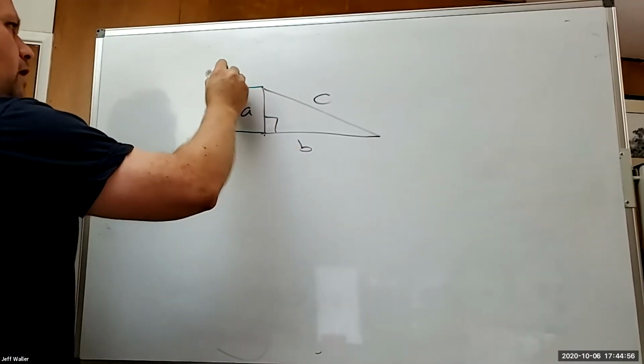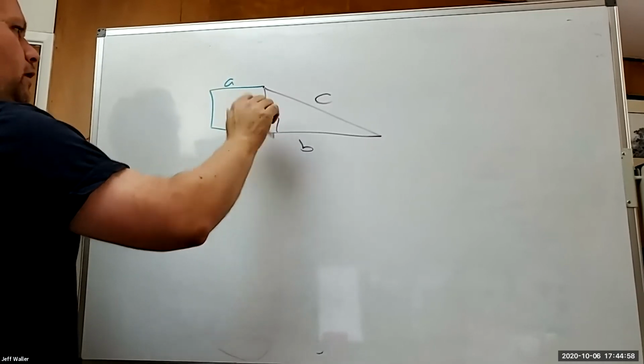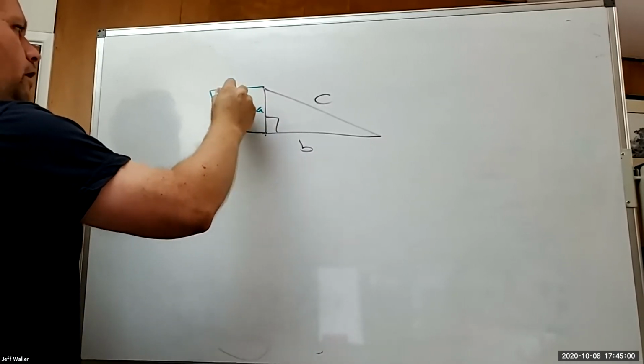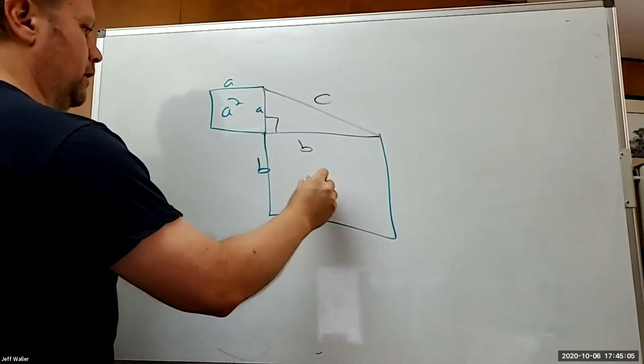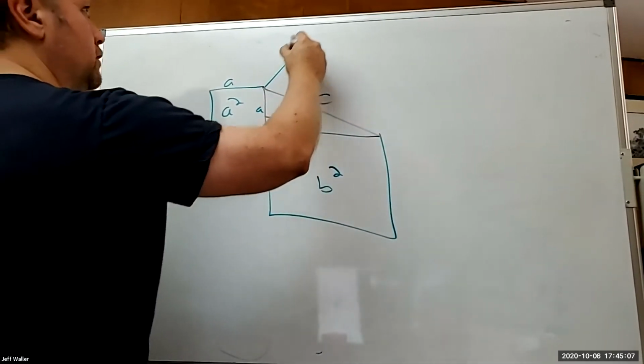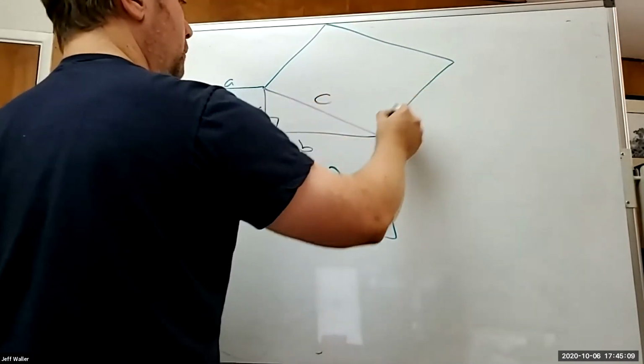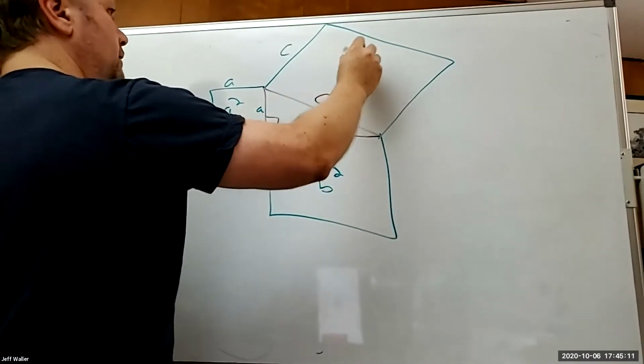This will be A by A, so its area will be A squared. If I draw a square here, this will be B by B, so its area is B squared. If I draw a square here, I don't think I have enough room at all. This will be C by C, this area is C squared.